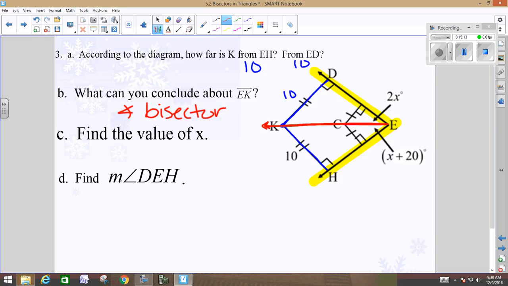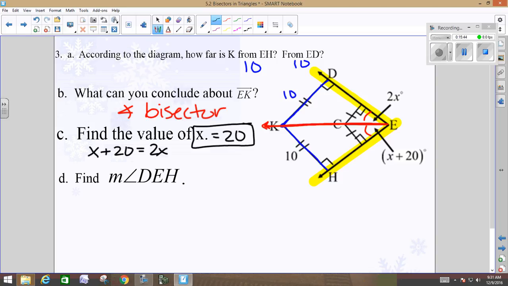Part C, we have to find the value of x. X is representing angles DEK and HEK. Well, if EK is an angle bisector, what would I know about angles DEK and HEK? They're congruent. Good, Sierra. I'm cutting an angle in half, so the two halves have to be equal. So set your x expressions equal to each other. X plus 20 equals 2x. What do you get for x? 20.